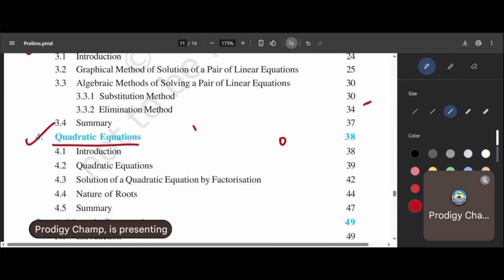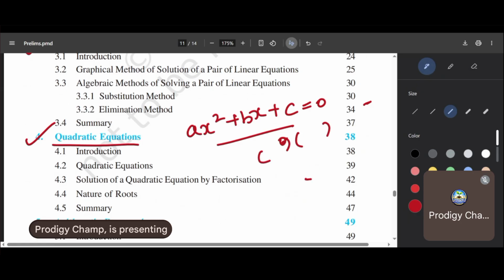So in a quadratic equation, what is the general format? ax square plus bx plus c equal to 0. Using the splitting the middle term method, you have learned already how to factorize, right? We will just take common out. If I add, I have to first multiply a and c.